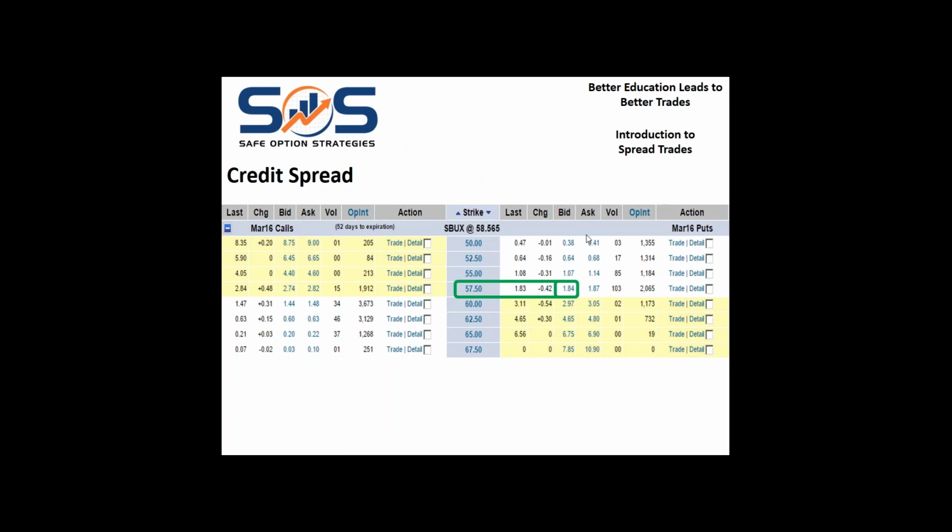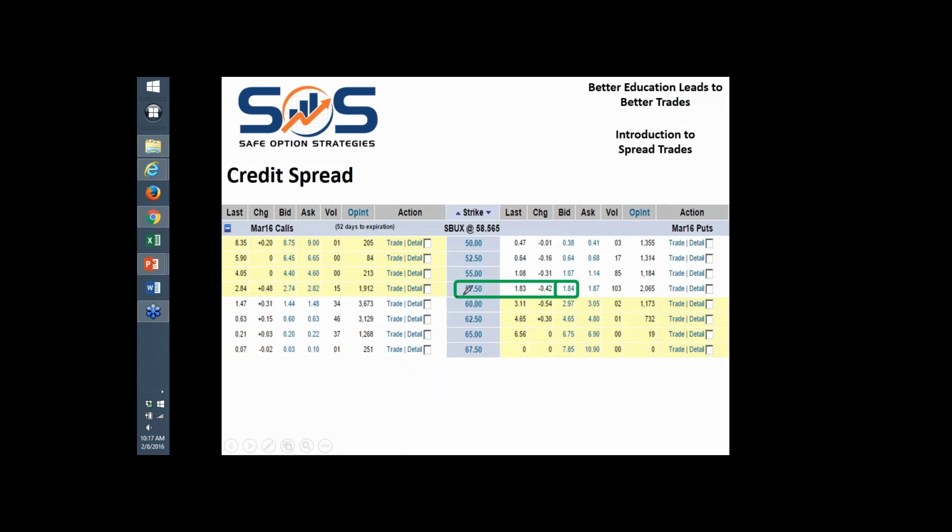If we left this alone, we would be obligated to buy Starbucks at $57.50. As long as it trades above $57.50, we're going to be profitable. If it trades below it, kind of like our Disney trade, right, we'll be obligated to buy the stock at a higher price than it's currently trading at. But we go ahead and we take in $1.84 of credit.